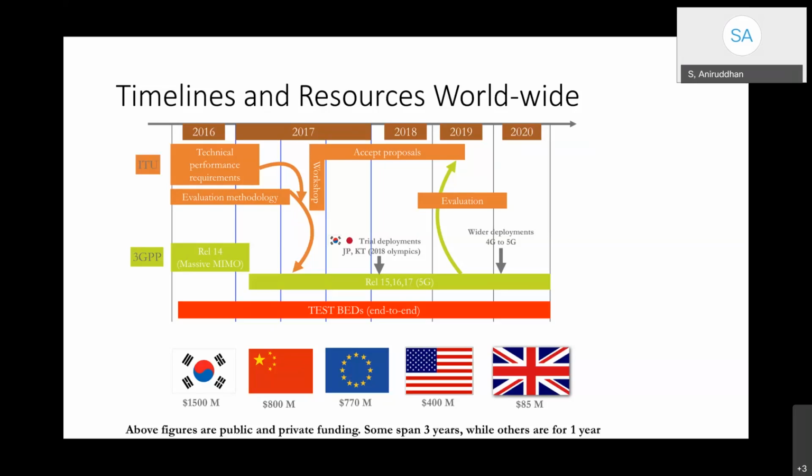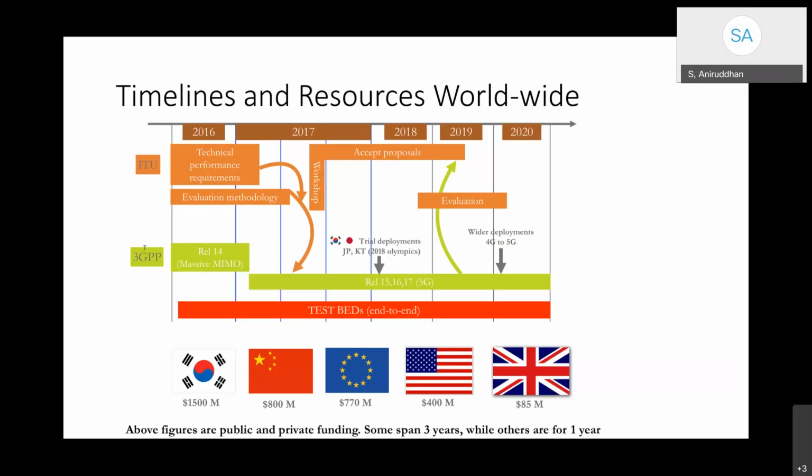And the bottom portion shows the approximate amounts of money, through both public and private means, that have been spent by different countries or unions. For example, the European Union has spent close to $800 million, and so has China. US has spent about $400 million. South Korea has spent about $1,500 million, etc. Right? So this will come a little bit later. I will talk about it when we talk about the India testbed.